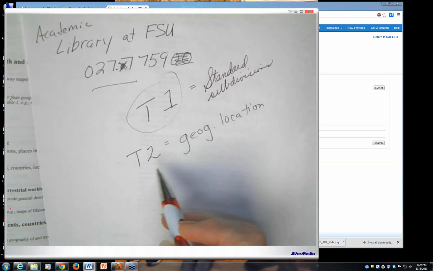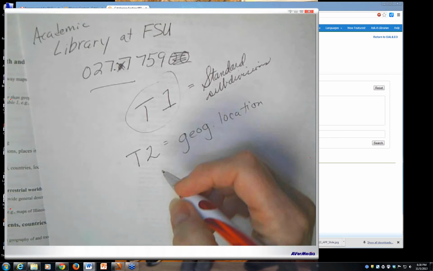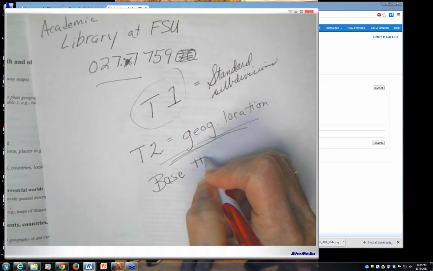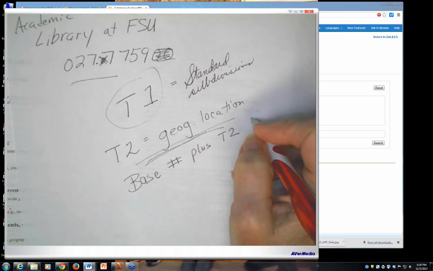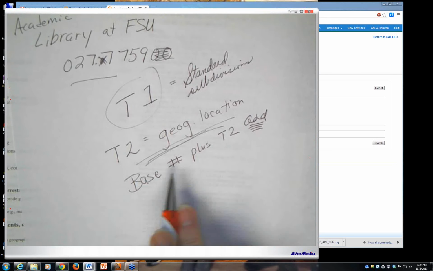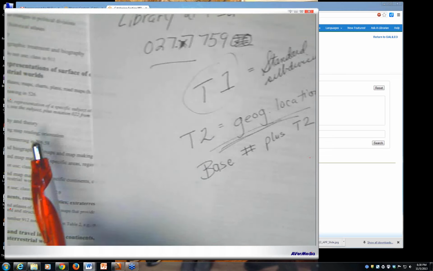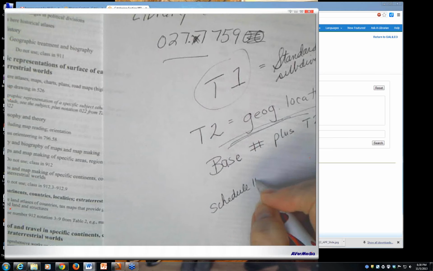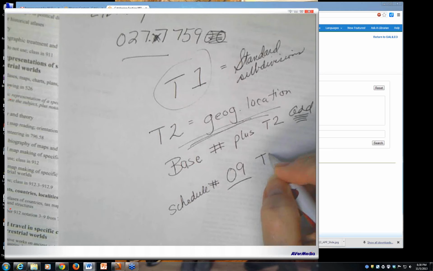And we don't add and presuppose any extra zeros. We strictly go by our base number. This is always going to be a base number plus Table 2, if there's the add note. If there's not an add to base number note, there is no base number. And what we would do is use our regular number from the schedules, our schedule number, 09 from Table 1, and then our Table 2 number.